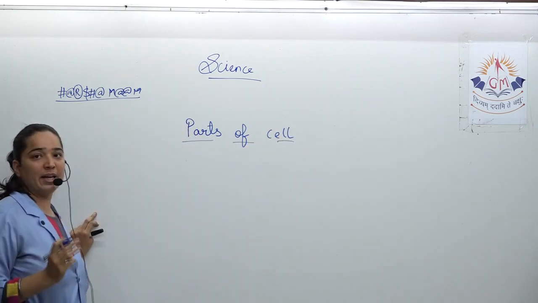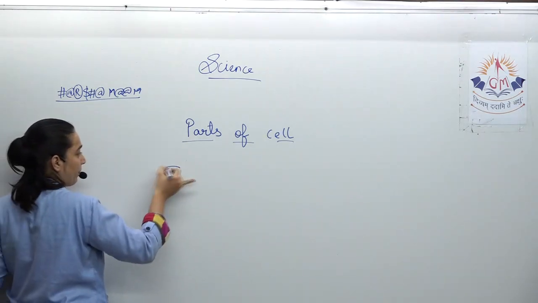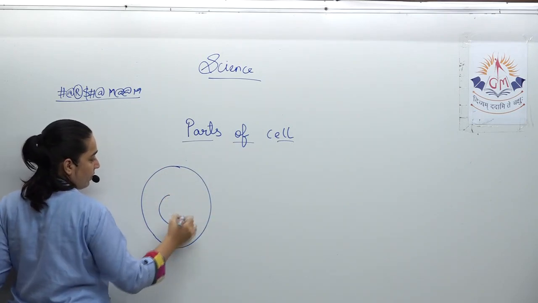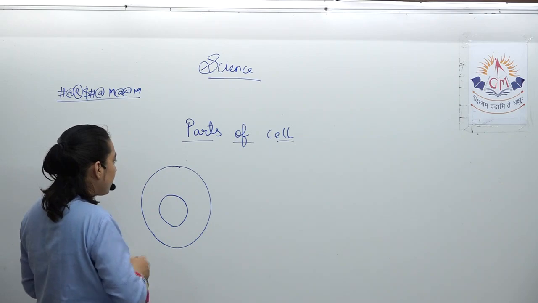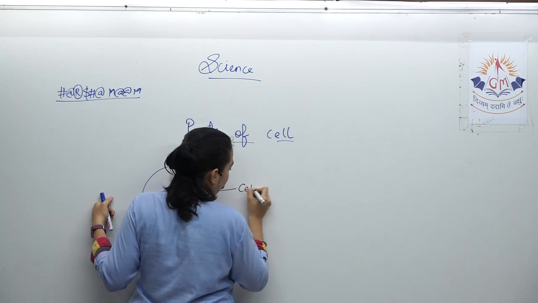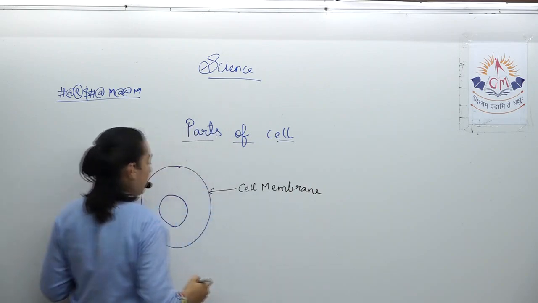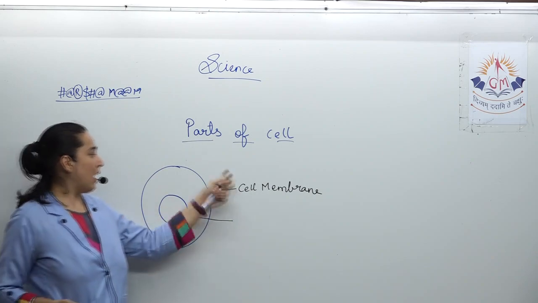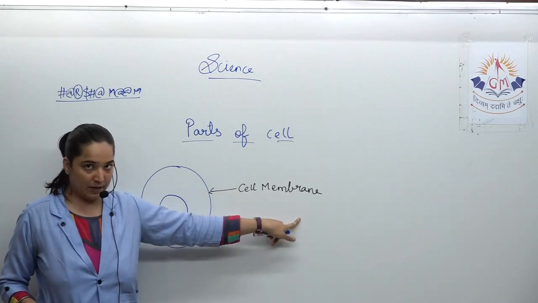There are three basic parts of a cell. Which are those three basic parts? First of all, the outer layer, that is the cell membrane. The outermost layer that differentiates one cell from the other is the cell membrane.